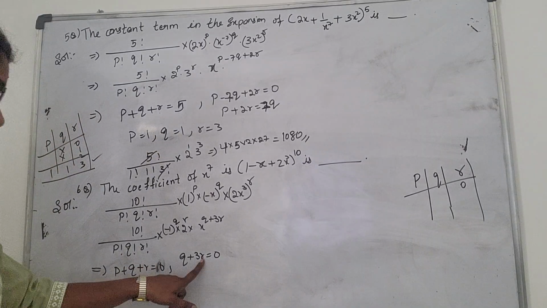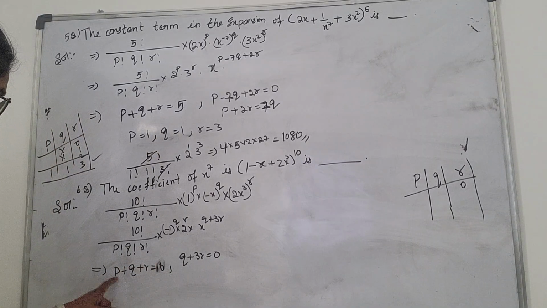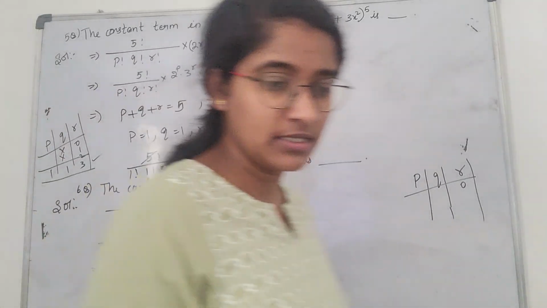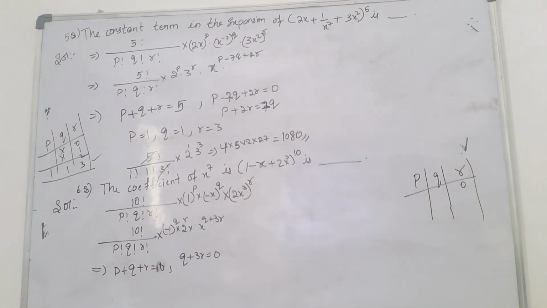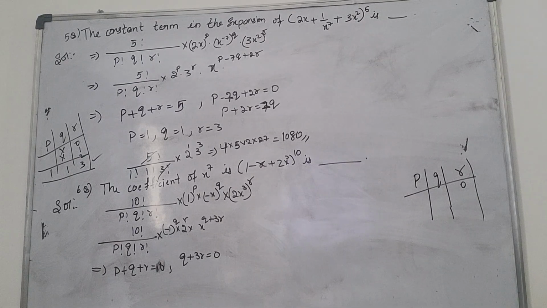So if this is 0, then q is 0, and 0 plus 0 is 10. Can I write it like that? 10, is it possible? I think my formulas are correct, but I'm just checking, one second, whether any powers are missing in the question.